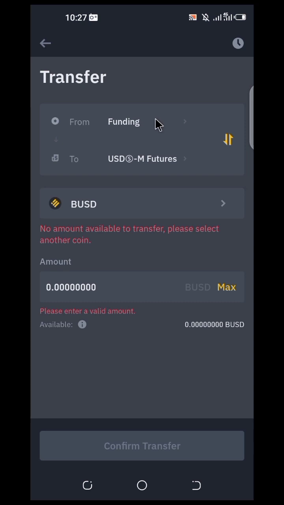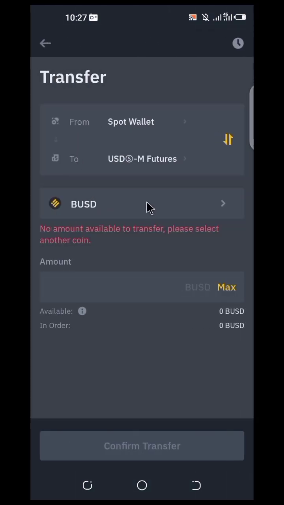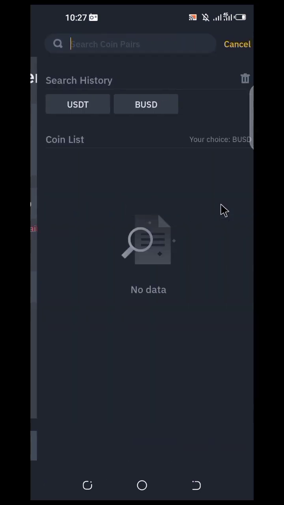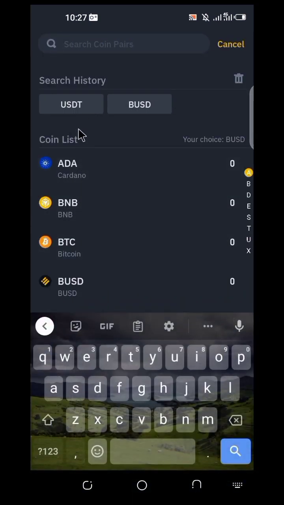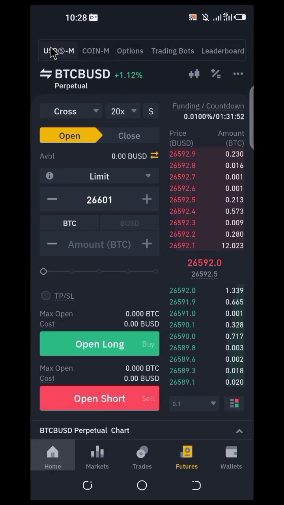Okay, and if you have your funds in your spot wallet, what you're going to do is to leave it on spot wallet, and then you indicate the particular type of coin you have. Let's say if you have USDT, you select USDT, and if you have BUSD, you select BUSD. So basically this is how it is done. Then you click on max if you want to transfer everything that you have. Then the next thing you're going to do is to click on transfer, and then your funds will be transferred into your standard margin wallet, that is your futures wallet. So basically that is how to get that particular one done.